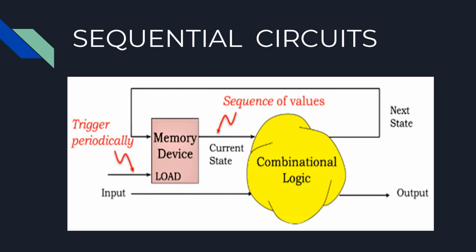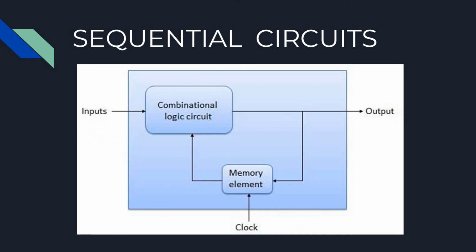Our plan is to periodically trigger the load control, which will produce a sequence of values for the current state. Each state in the sequence is determined from the previous state and the inputs at the time the load was triggered. Circuits that include both combinational and memory components are called sequential logic. The memory component has a specific capacity measured in bits. If the memory component stores k bits, this puts an upper bound of 2 to the power k on the number of possible states, since the state of the device is encoded using k bits of memory.